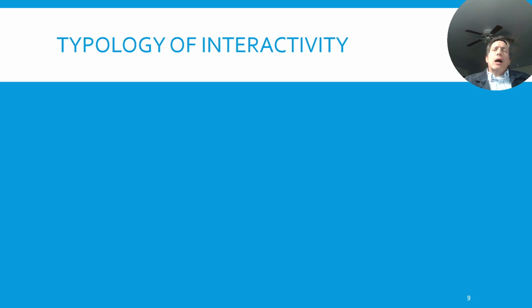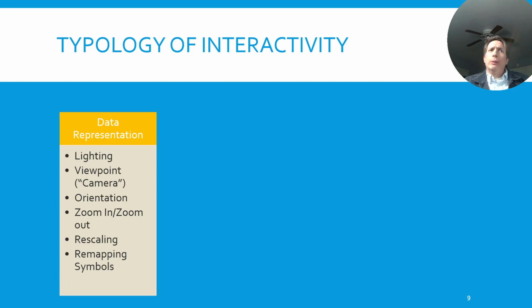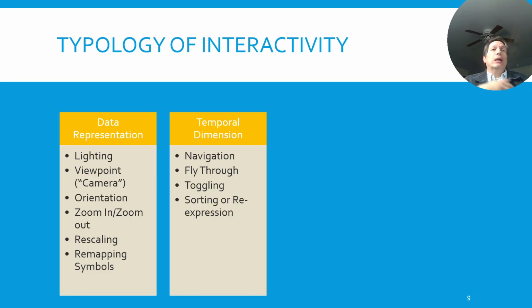Then let's try to start with this concept of typology of interactivity. We can start with how we interact with data representation. When we interact with data representation, we can do several things that we are going to go into in depth, like lighting, viewpoint, orientation, zoom in, zoom out, rescaling, resampling, or remapping symbols. Or we can also interact with temporal dimensions. We can interact with time, and then we can have navigation. We can have flight rules. We can have toggling. We can have sorting or re-expression of the data that we have there.